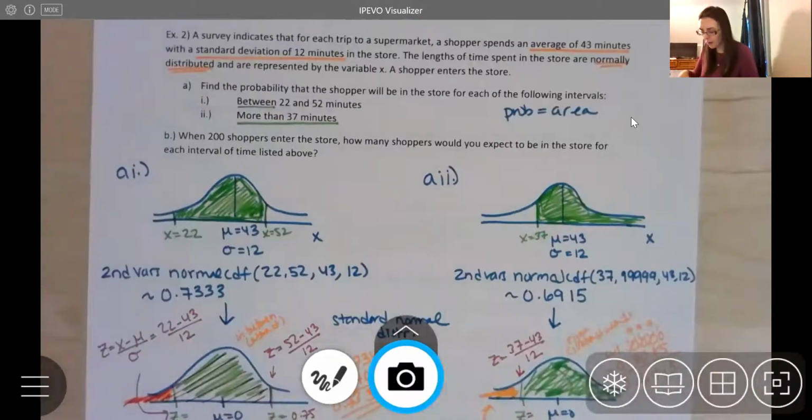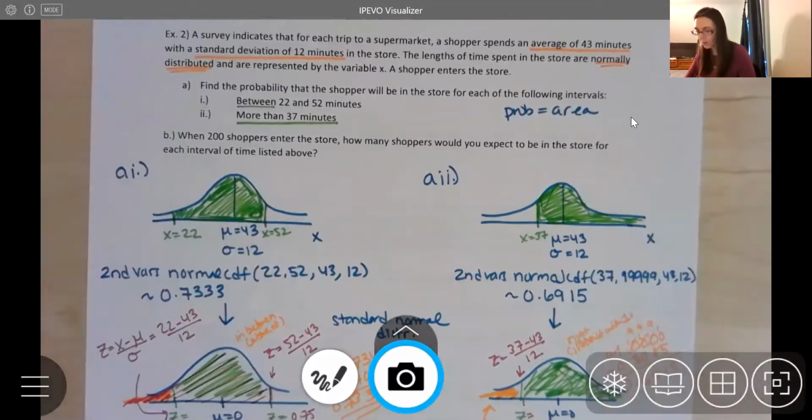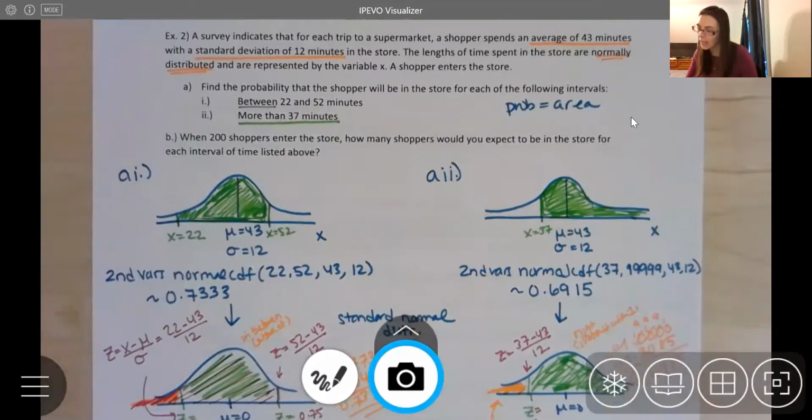All right, now there was a part B here. Sorry, let me grab my answers back out. And it says, when 200 shoppers enter the store, how many shoppers would you expect to be in the store for each interval of time listed above? So this question I think sounds a little bit confusing, but it's actually pretty straightforward. All we're going to do is take that value of 200 and multiply it by our probabilities. And we'll be able to get the answers there.